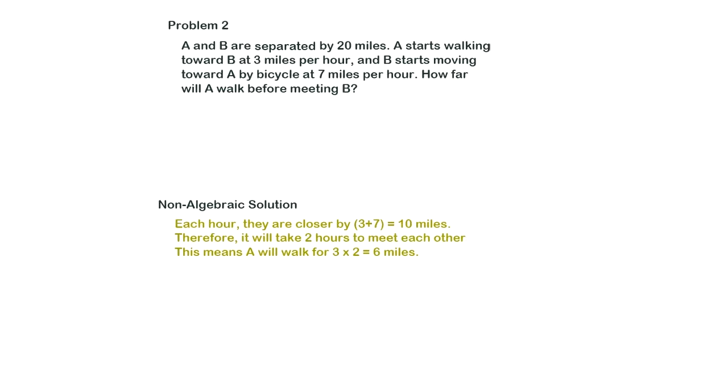A and B are separated by 20 miles. A starts walking toward B at 3 miles per hour. B starts moving toward A by bicycle at 7 miles per hour. How far will A walk before meeting B? Okay, let's break it down. A and B are separated by 20 miles.